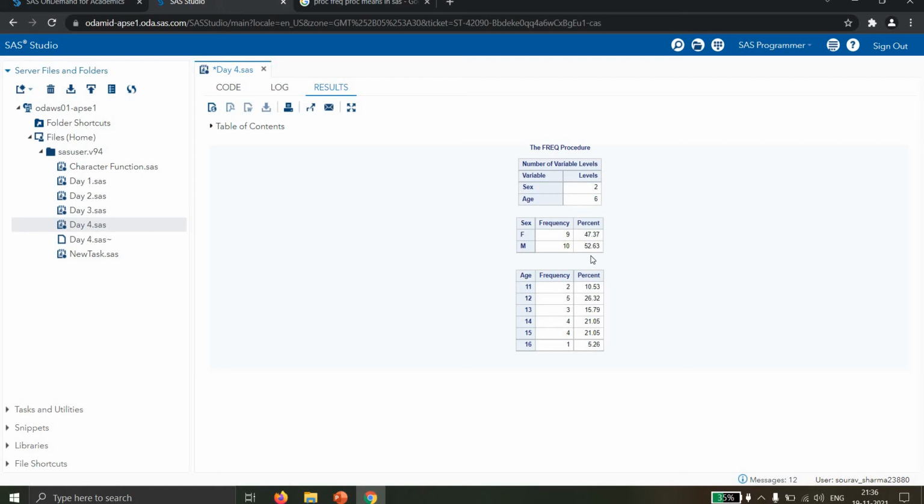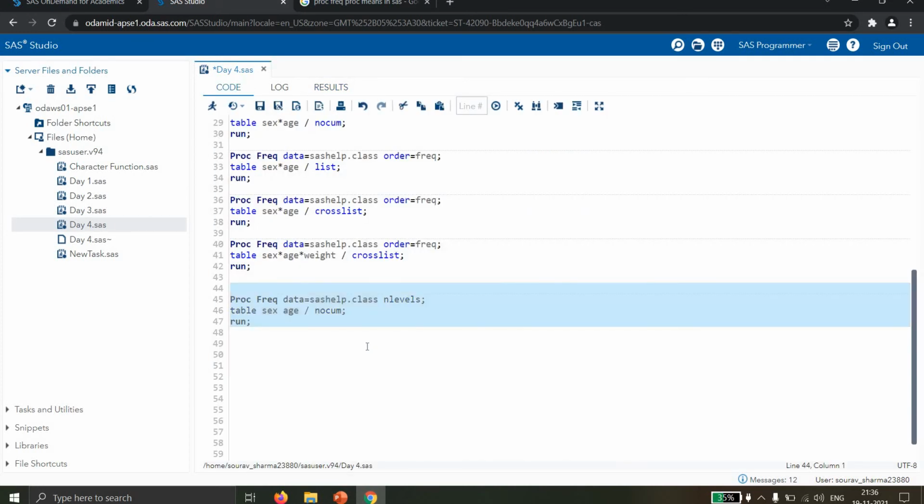So I write it like this. You can write nlevels. It gives the number of variable levels. You can say distinct count. It gives us the distinct count. So this is all about the frequency.